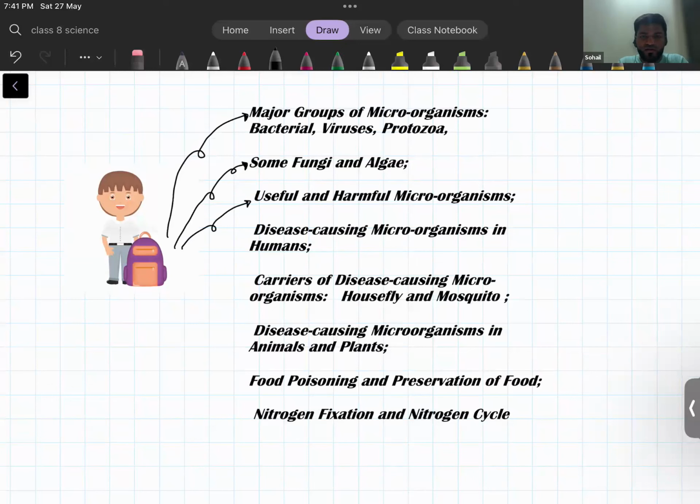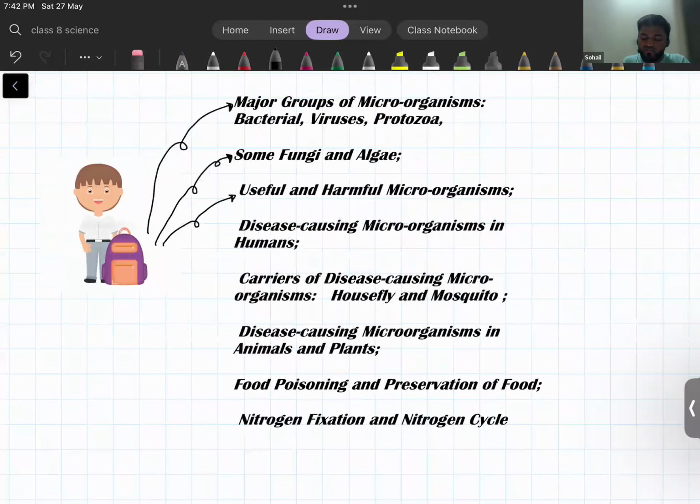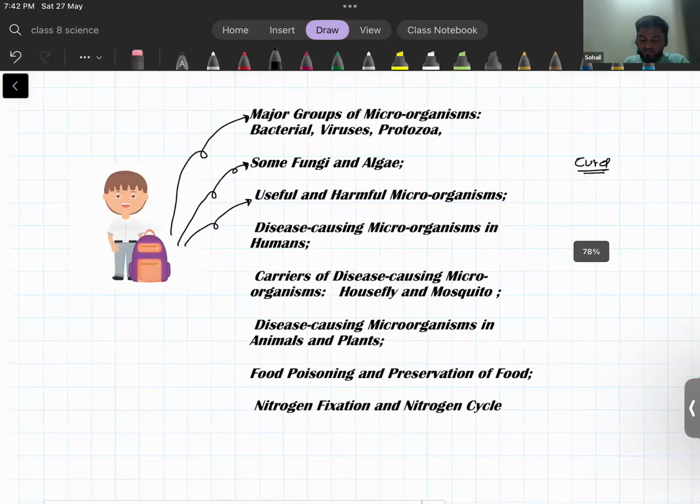Like you see, the curd which we eat is basically made with the help of a very helpful bacteria. Do you know the name of that bacteria, which has a role to play in the formation of curd? C-U-R-D, curd. That is called dahi in Hindi.